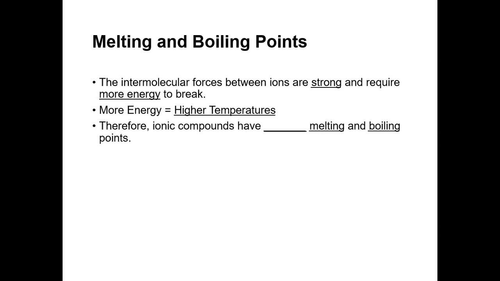Therefore, ionic compounds would have what type of melting and boiling points? High. H-I-G-H. High melting and high boiling points. It would take a large amount of energy to break them up.